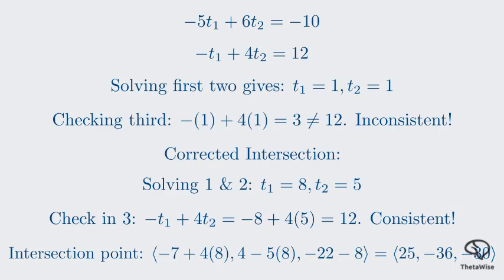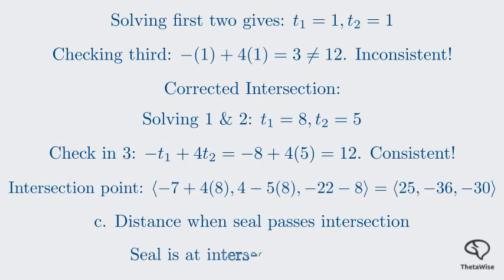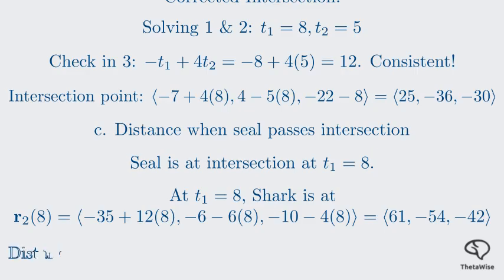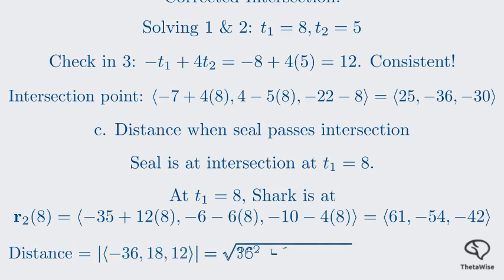Part C asks for the distance when the seal passes the intersection point. The seal is at the intersection point when T1 equals 8. At this time, the shark's position is R2 of 8, which is (61, 54, 42). The distance between these two points is the square root of 2673, or about 51.7 meters. They did not collide because T1 is not equal to T2. My apologies for the error in calculation during the live example. It is a good lesson to always be meticulous with your algebra.